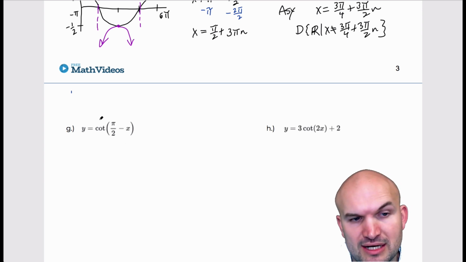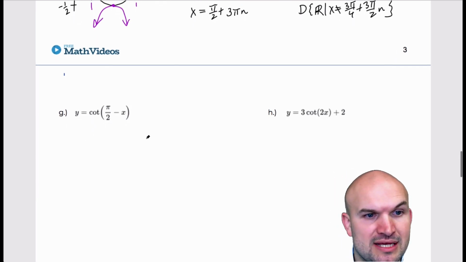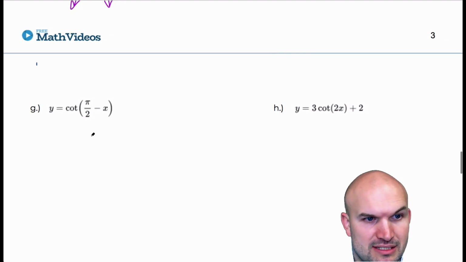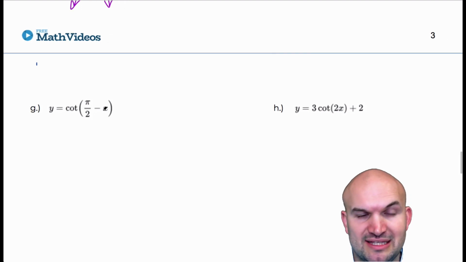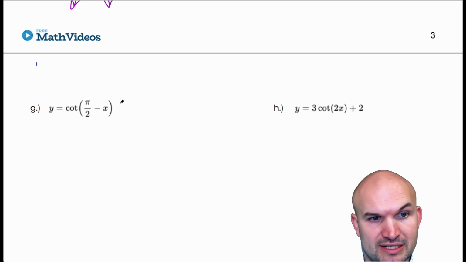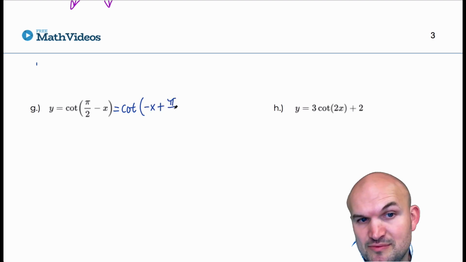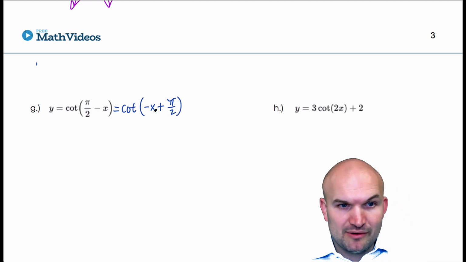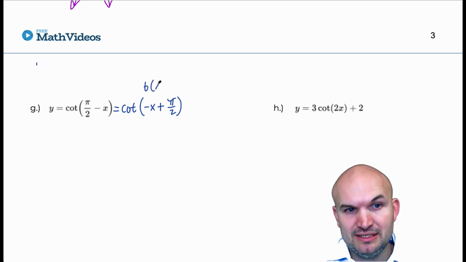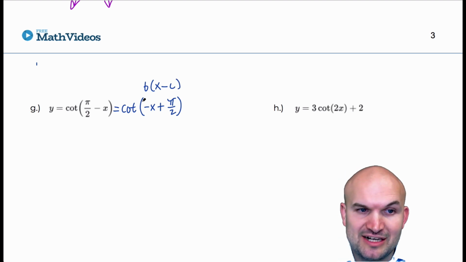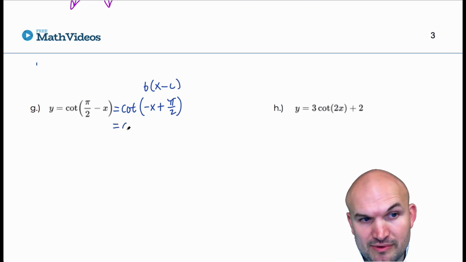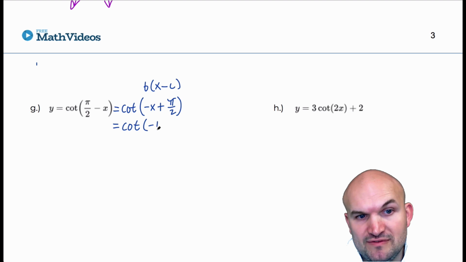So let's go ahead and start. The first thing I notice about this problem is I do not really like the notation that it's in, because I don't like the x not being in front. So I'm going to rewrite this with the x in front. So I have a cotangent of negative x plus pi halves, because that's a positive pi halves. And then I realize this is not in my form of b times x minus c. So I need to factor out that -1. So I'm going to rewrite this as a cotangent of -1 times x minus pi halves.